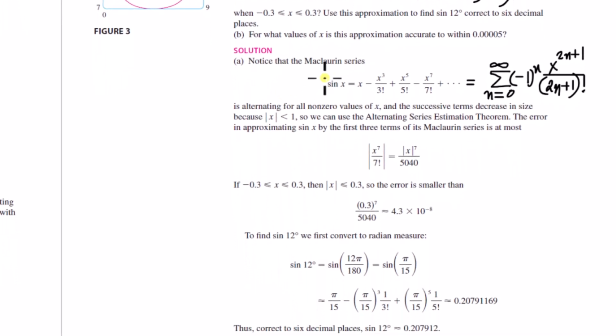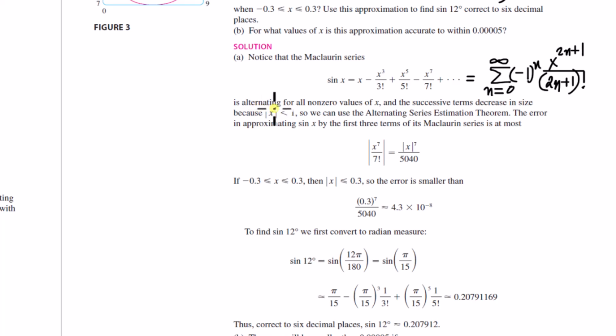It says, notice that the Maclaurin series is alternating for all non-zero values of x. So it's alternating for all non-zero values of x, plus, minus, but then you might wonder, what about if there was a negative value of x? If it's a negative value, all these powers are odd, so it just stays negative, but then you get plus, minus. So the first two terms are positive, that's not alternating. Well, remember, when we're thinking about the R sub n estimation, that's what we're doing here, right?